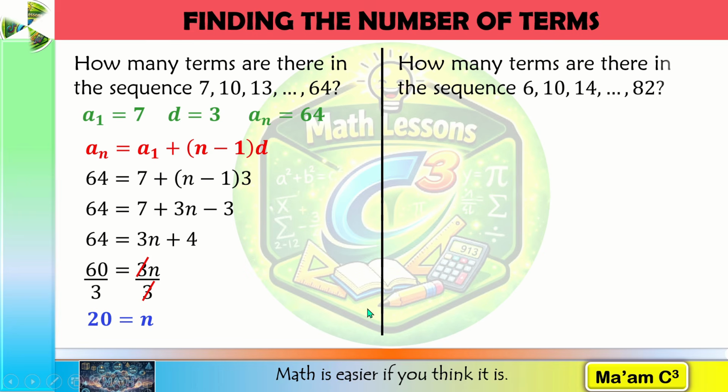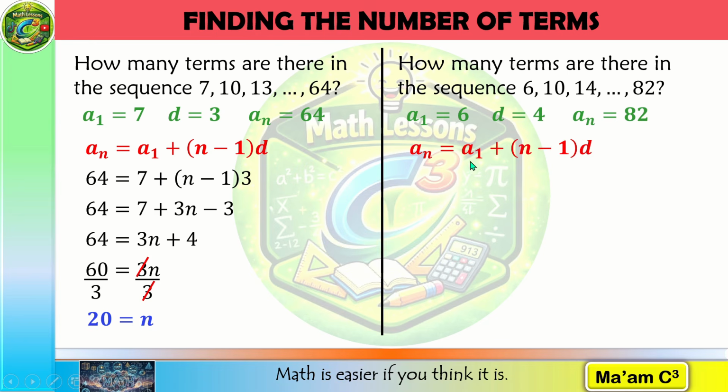Let's have another example. How many terms are there in the sequence 6, 10, 14, up to 82? The difference of 6 and 10 is 4. The difference of 10 and 14 is also 4. So this is an arithmetic sequence. Now, our first term is 6. Our common difference is 4. And our last term is 82. Again, our formula, a sub n is 82. A sub 1 is 6. N is what we are looking for, and D is equal to 4.